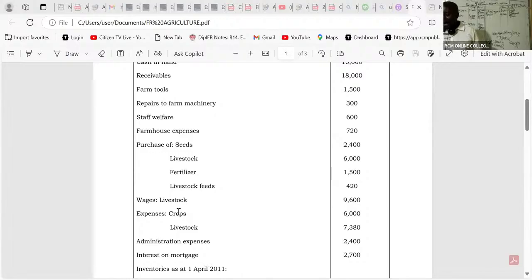Then you can see we have expenses, ladies and gentlemen. These expenses here are biological asset specific, and therefore they shall go to the revenue account. So we have here expenses that I'm just debiting. Expenses for the crop, 6,000. And then we have expenses for livestock, 7,380. Please write up to there.